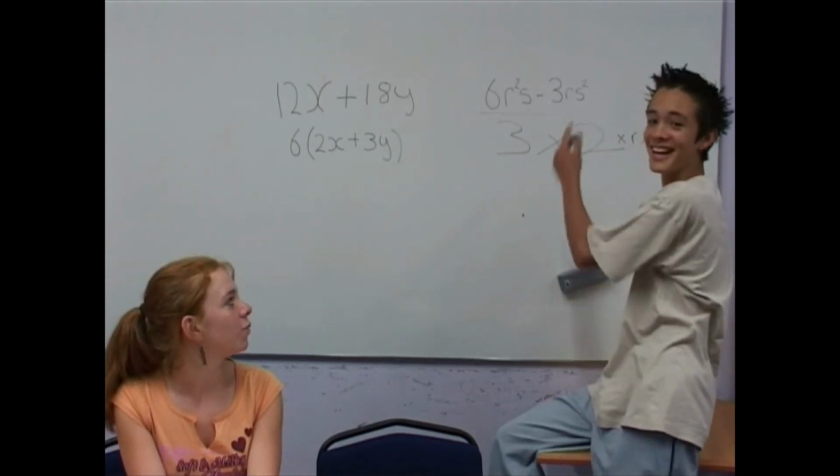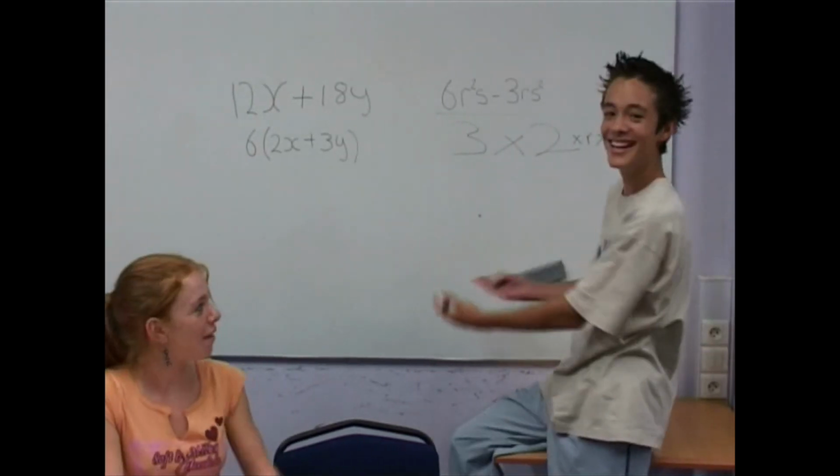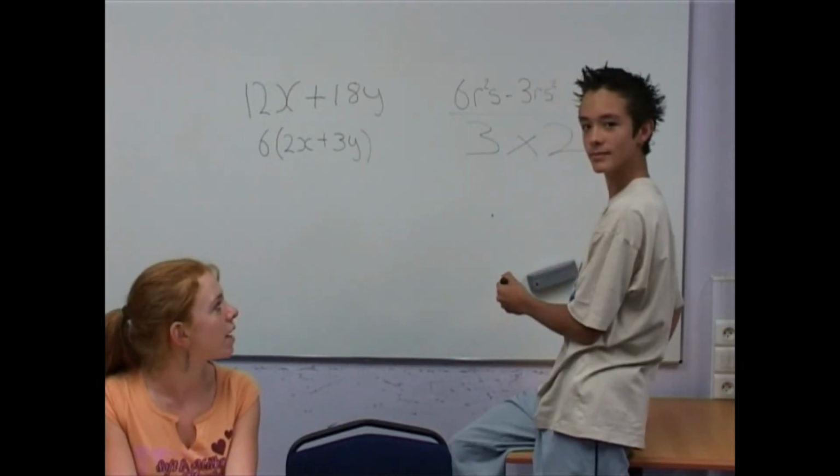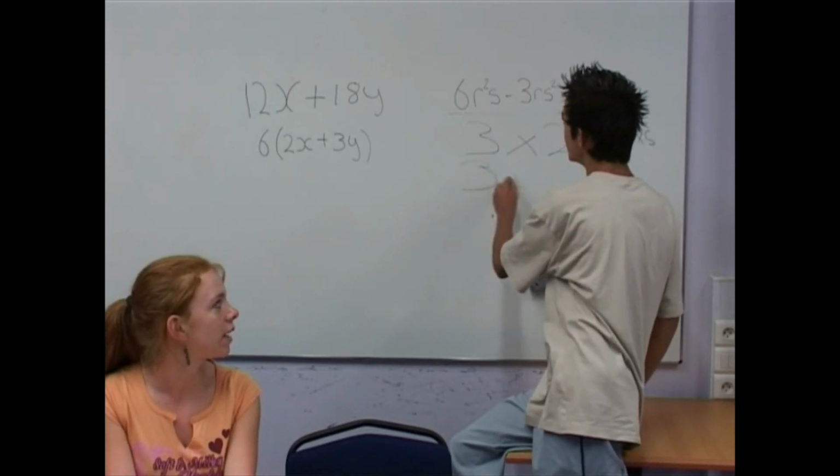We don't have to break down the second part of the equation because 3 is already a prime number. So we write it as it is: 3 times r times s times s.